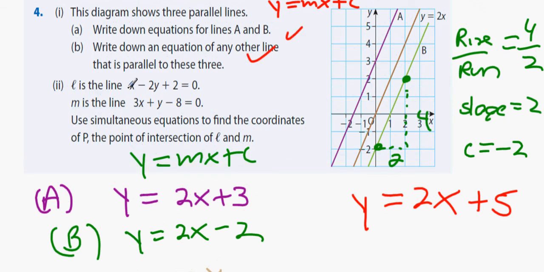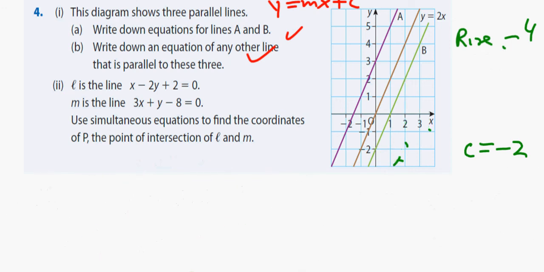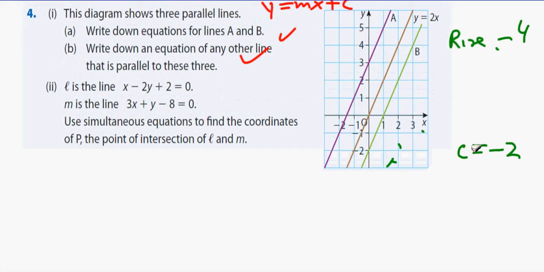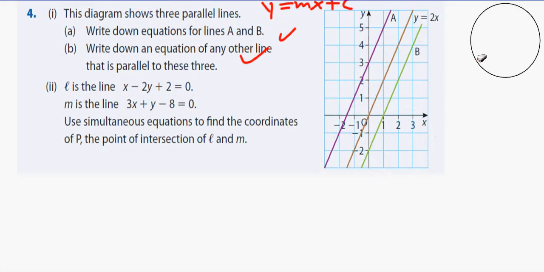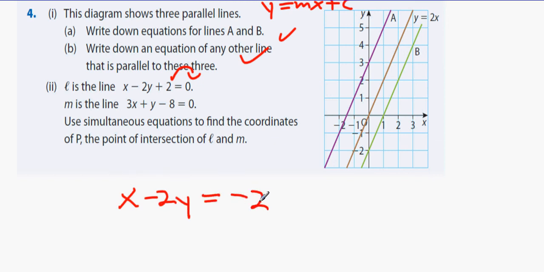L is the line x minus 2y plus 2. M is the line 3x plus y minus 8. Use simultaneous equations to find the coordinates of point P, the point of intersection of L and M. So what we have here is 2 lines, okay? And what we need to do is turn them into simultaneous equations. So L becomes the equation x minus 2y equals minus 2. M becomes 3x plus y. Bring over the minus 8, it becomes plus 8.